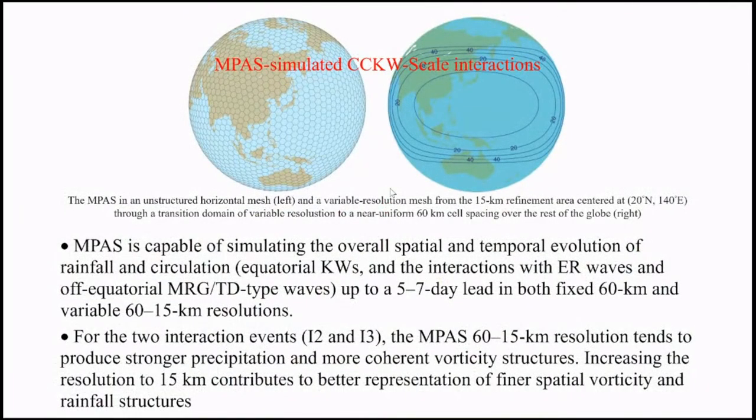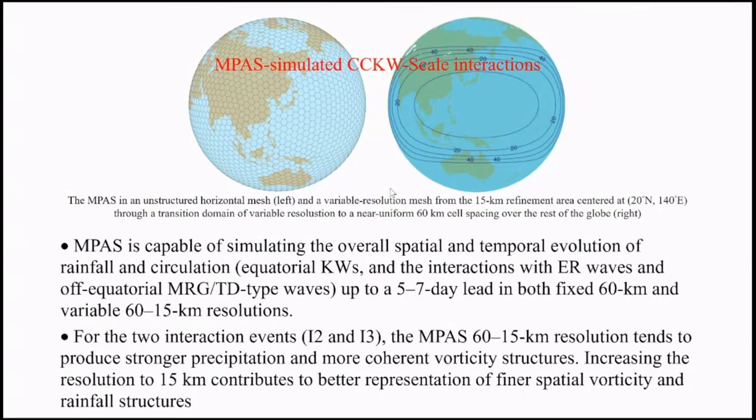Okay, so the model result, we don't have time to look into, but I'll just summarize the result from the study. So the MPAS is able to simulate the overall spatial and temporal evolution of the rainfall and the circulation that include equatorial Kelvin waves and the interaction with equatorial Rossby wave and off-equatorial TD type disturbance up to 5 to 7 day lead. Okay, we use two versions. One is the nearly uniform 60 kilometer resolution. Another one is a variable resolution with a fine resolution focusing on the Western Pacific and stretched to about 60 kilometer globally. Okay, so both versions perform similarly.